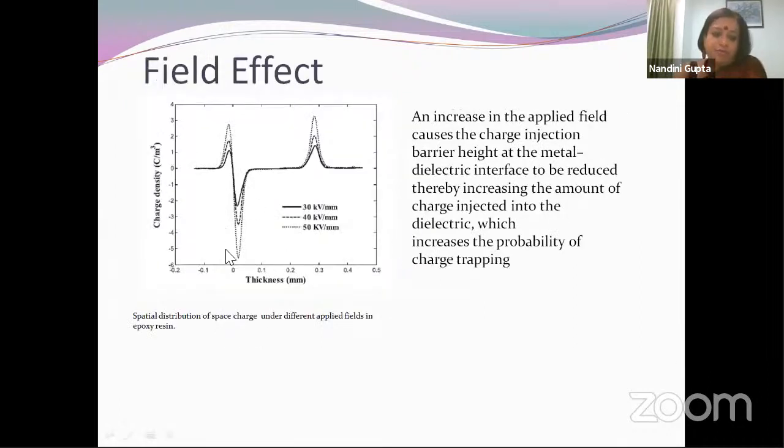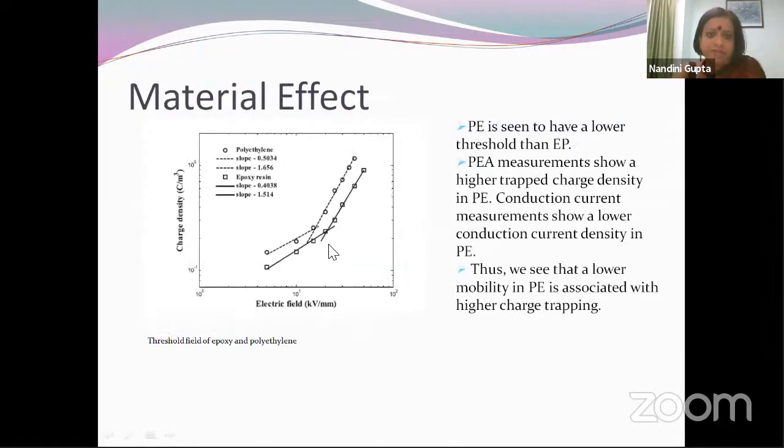Now, here we show the field effect. As you apply higher and higher fields, the accumulated charge density increases. We start at 30 kV per millimeter because, as I said, there is always a minimum field that is required before space charge can accumulate. In the case of epoxy, if I remember rightly, it is around 18 or 20 kV per millimeter. So to be on the safe side, we took measurements at much higher fields. Yes, this shows the threshold field.